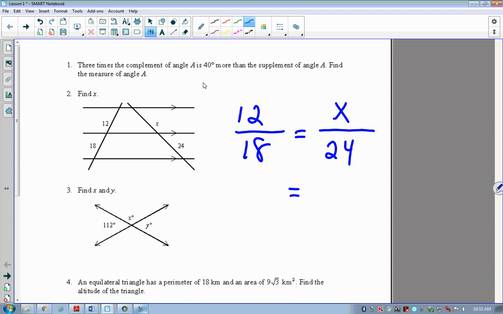What do you get? I think I've heard some people say it. 16. Anybody have any questions on that? Did I move too fast? Does everybody understand how to get 16 out of a question like that? Okay, hopefully. Could we have done 12 over x equals 18 over 24? Yeah, that's what you did. Did you still get 16? Still got 16. Great.